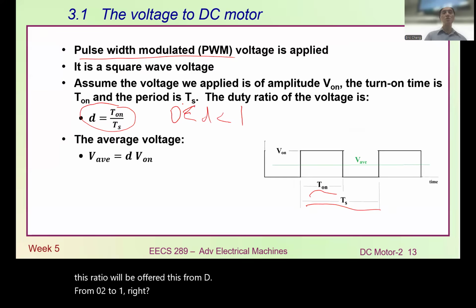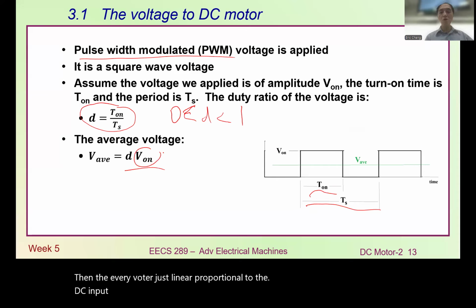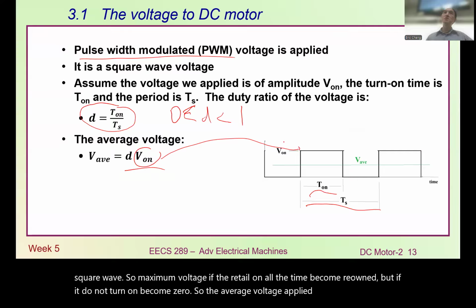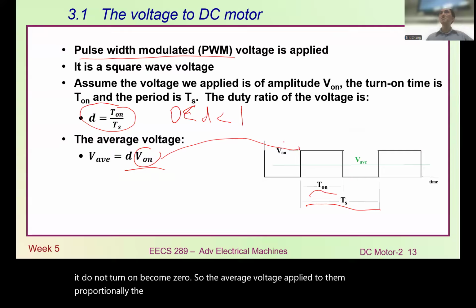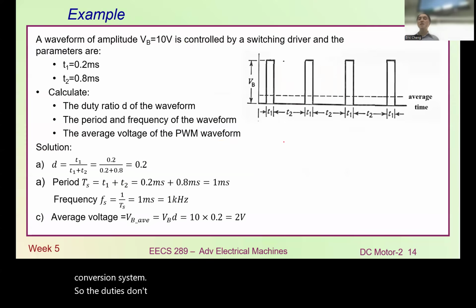That's similar to all the other converters. Then the average voltage is just linearly proportional to the DC input voltage. So if V on is the amplitude, the peak voltage for the square wave, the maximum voltage, if we turn on all the time, it becomes V on, but if we do not turn on, it becomes 0. So the average voltage applied is proportional to D, the duty ratio. That's typical and agrees with all the power electronic conversion systems. So the duty ratio can be anything. For instance, in here, it can be a really small pulse or a large pulse, depending on your voltage control.